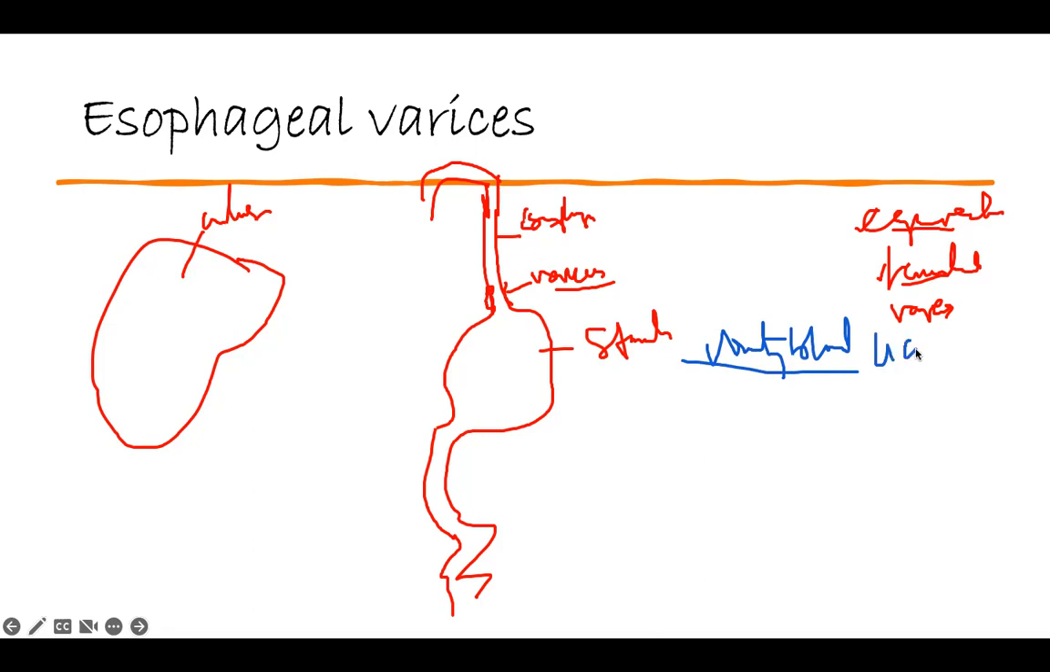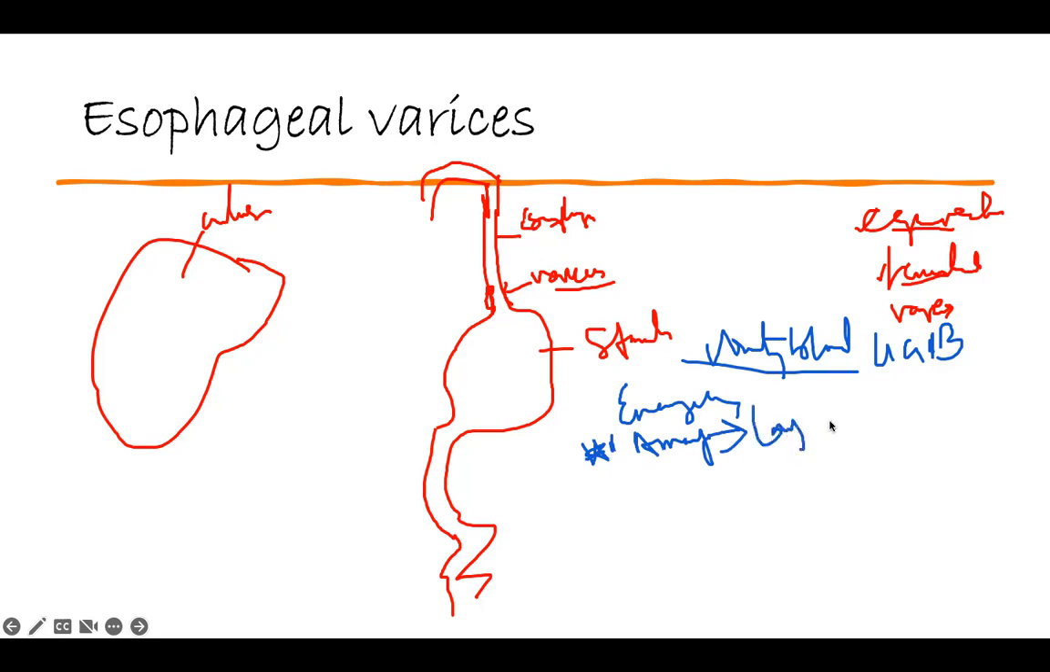So upper GI bleed. Somebody with liver disease comes in with an upper GI bleed. This is an emergency. You do your ABC. The first thing you do is airway protection, because they vomit and then they can aspirate and die. So for any patient with a GI bleed due to varices, the first thing you do is airway protection. And how do you do that?